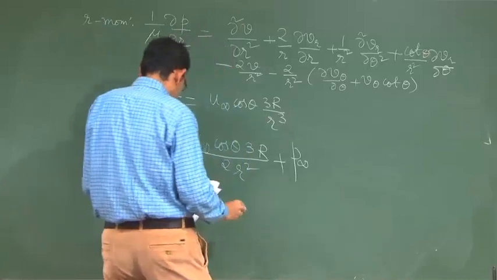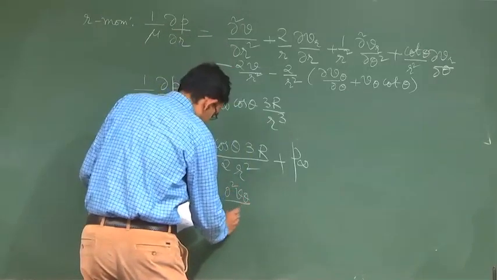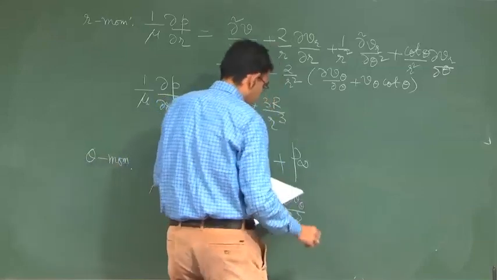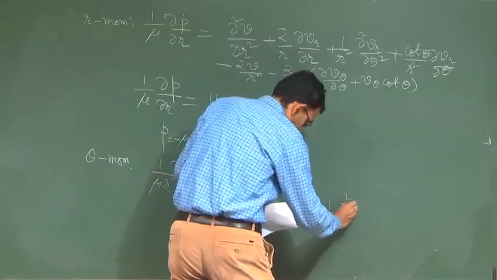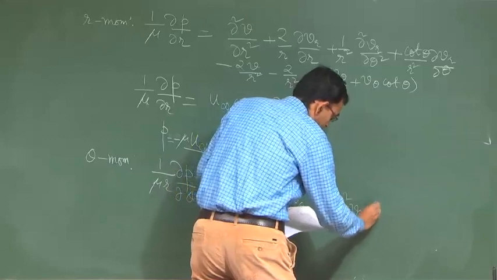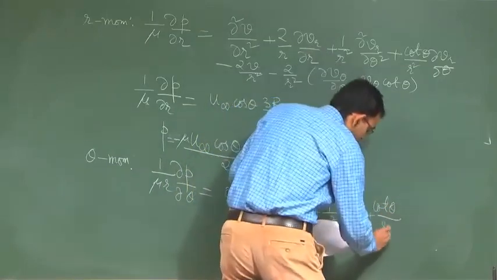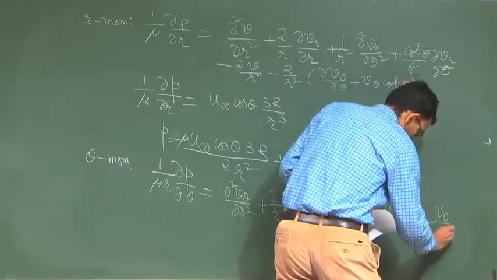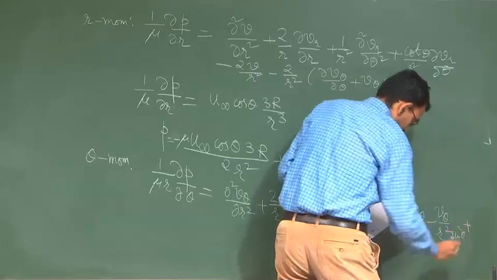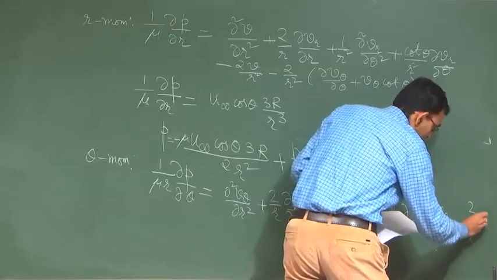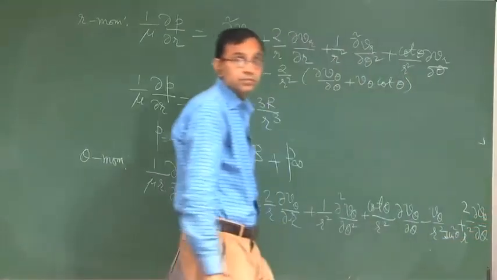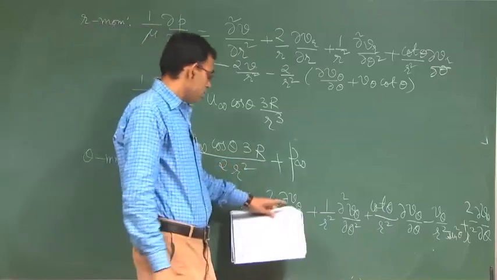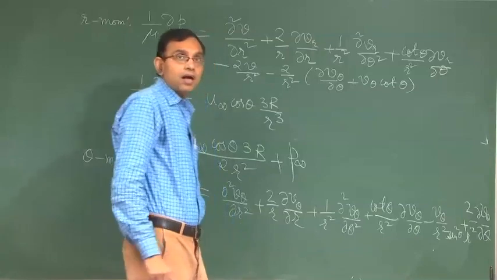So, again the strategy is very similar, you substitute the expressions for Vr and V theta and then you come up with this.